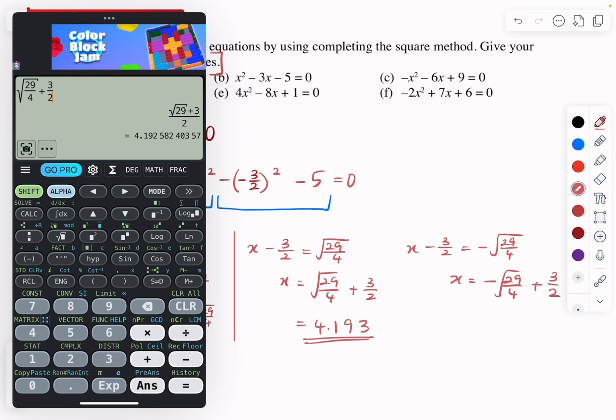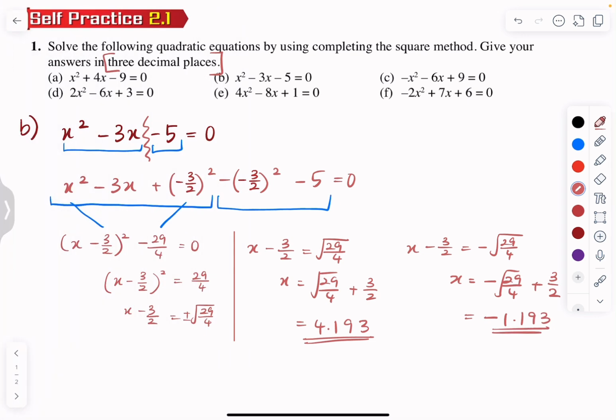Then the other one will be negative square root of 29 over 4 plus 3 over 2. So this will give us negative 1.193. These are the answers. That's it.